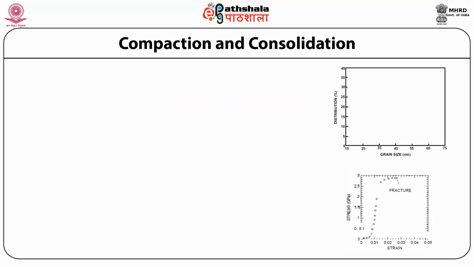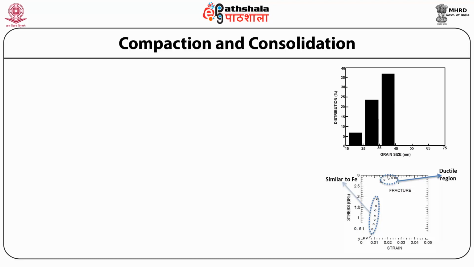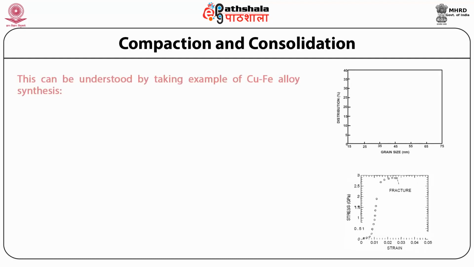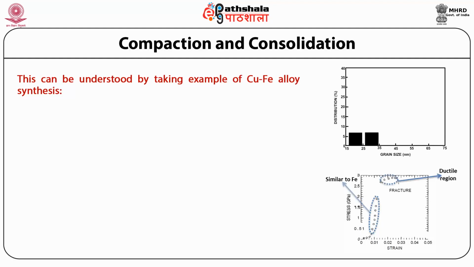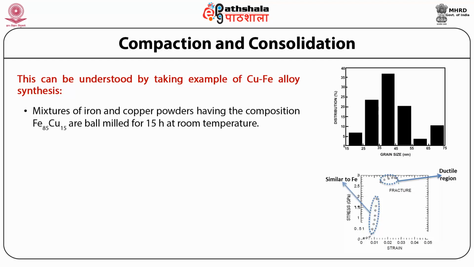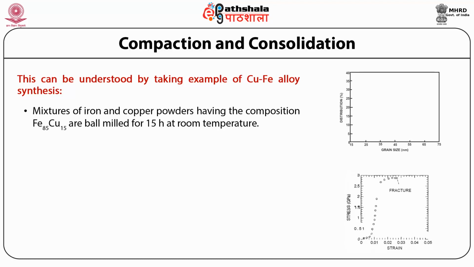Let us discuss the first method of synthesis, which is compaction and consolidation. Compaction and consolidation is one method for the synthesis of disordered bulk nanostructures. As an example of such a process, let us consider how nanostructure copper-iron alloys are made. Mixtures of iron and copper powder having the composition of your need.